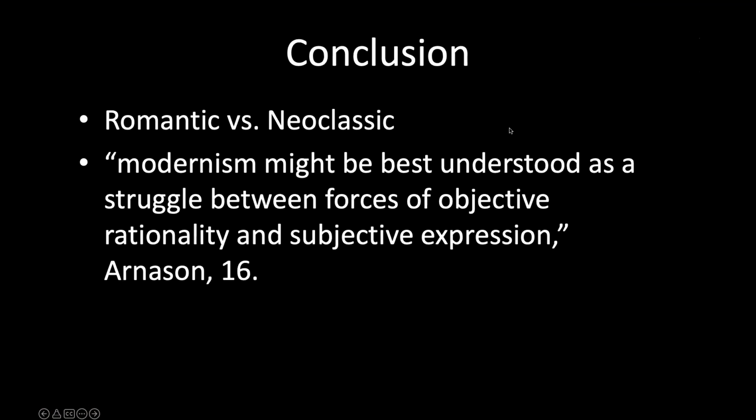So the conclusion of this so far, and it's kind of long, sorry about that. We have the two different styles and then kind of the mixtures of the styles that we looked at, romantic versus neoclassic. And Arneson says something kind of interesting, and you can think about it yourself or try to think about what it means and maybe post on the extra credit board if you want. Modernism might be best understood as a struggle between forces of objective rationality and subjective expression. So objective rationality would be what you see, and subjective expression would be not only what you see, but what you feel about it.